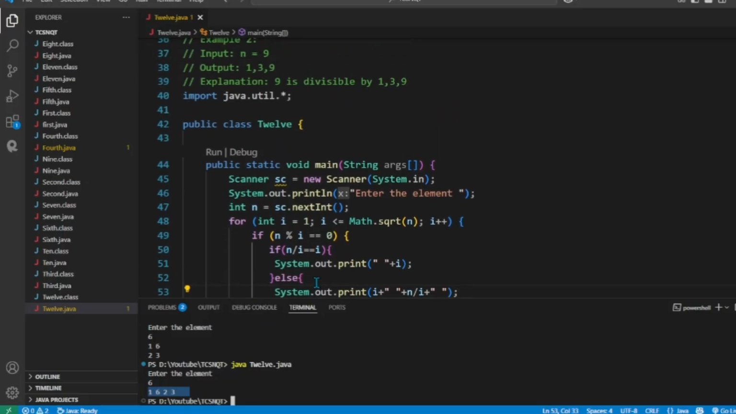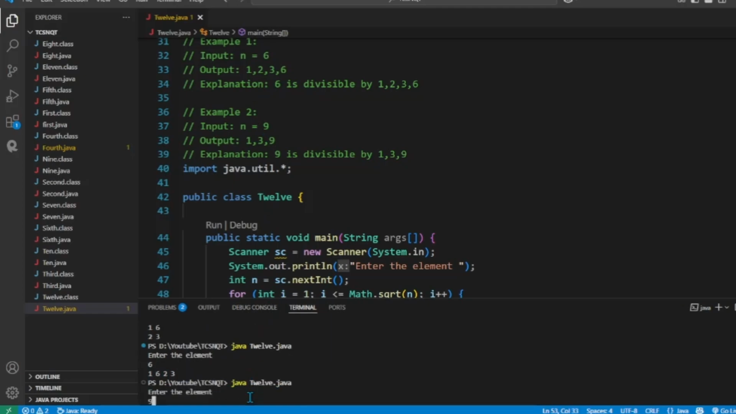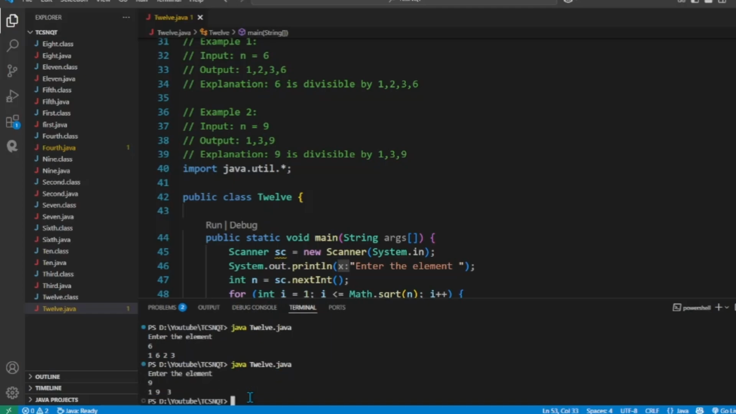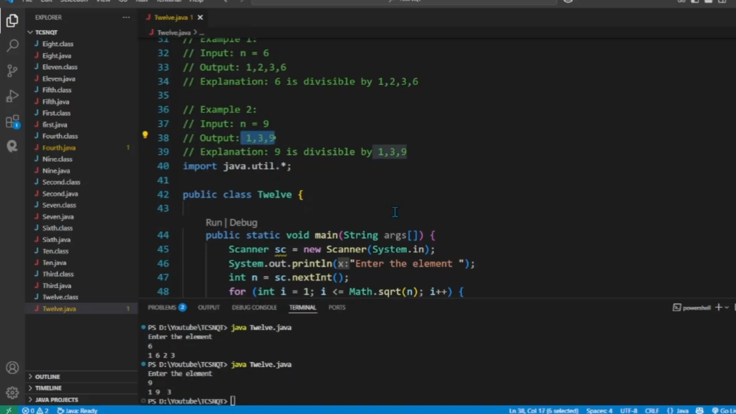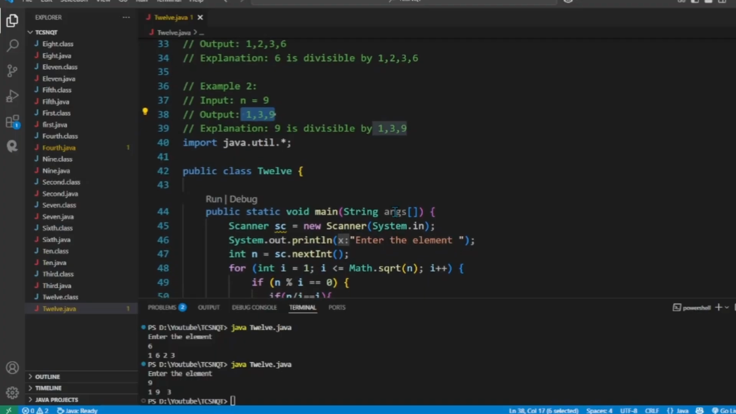So this is the basic approach. If we try 9, then we run and input 9, and the answer is 1 9 3. If we want the answer in sorted order, we store everything in an array and sort it. So this is the basically simple approach.